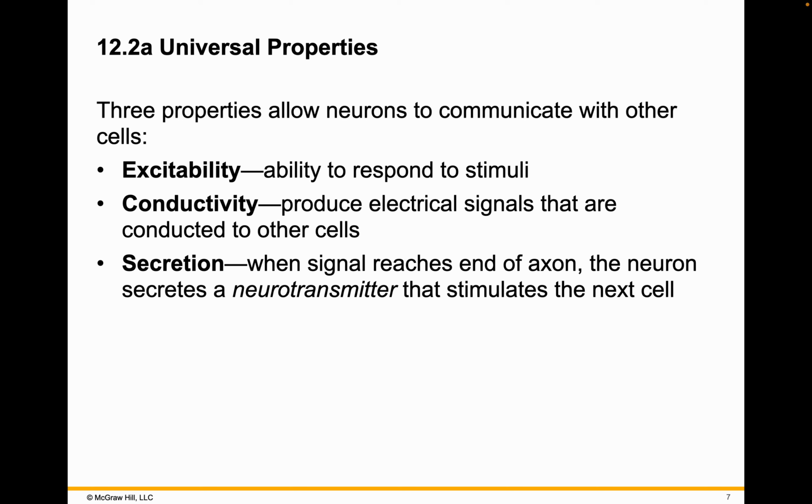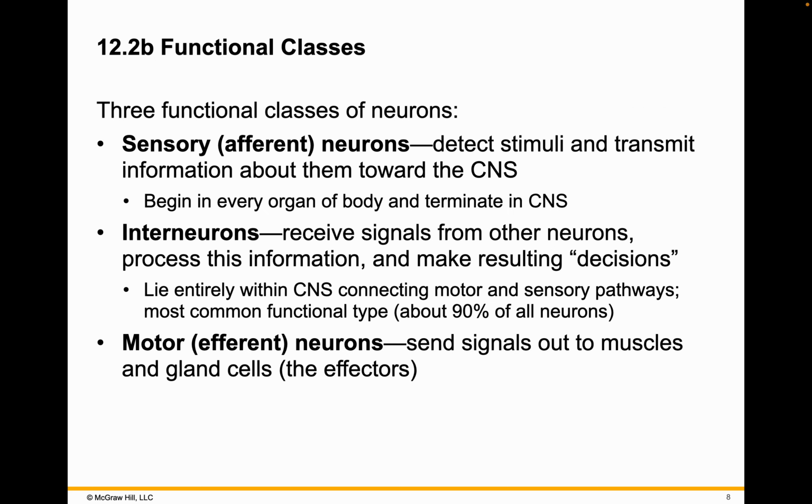Neurons have the ability to communicate with other cells because they are excitable. Again, that means they can respond to stimuli. They are conductive. They produce electrical signals that are conducted down their length and cause things to happen in other cells. And they are secretory. When that signal reaches the end of an axon, the neuron will release its communicating molecule, the neurotransmitter, to stimulate the next cell.